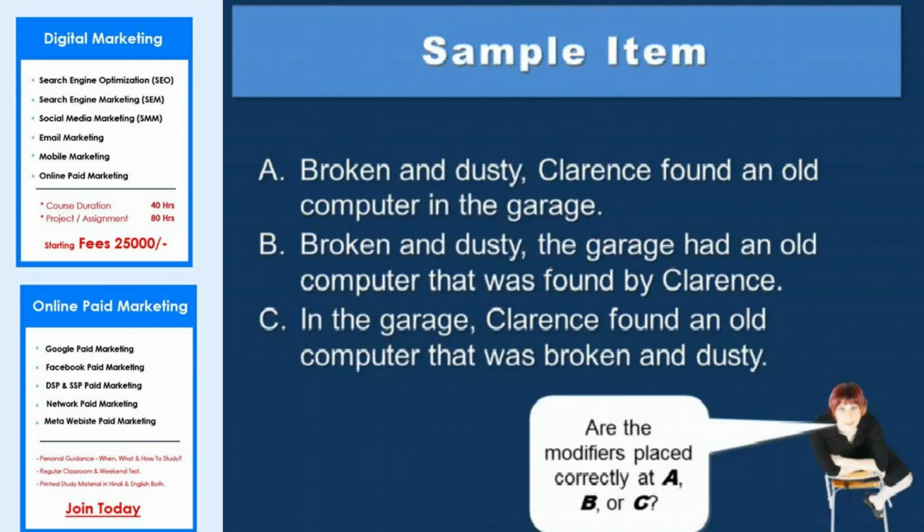B part now. Broken and dusty, the garage had an old computer. Broken and dusty. Does it refer to the garage? No, it does not. So B is also eliminated. Follow the approach of elimination with these questions. Choice C now. In the garage, Clarence found an old computer that was broken and dusty. This sounds correct. Broken and dusty modifies the computer and not Clarence or the garage. So statement C is the most appropriate choice among the given options here.